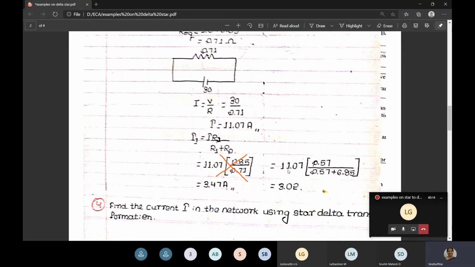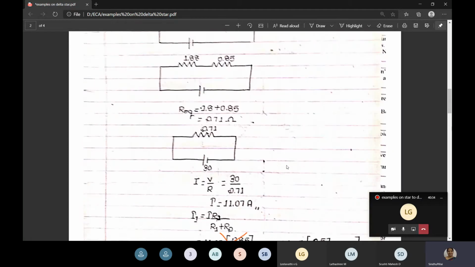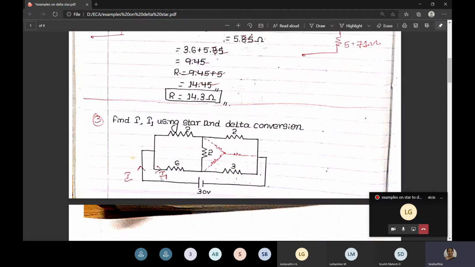I have put the correct answer here. It is 11.07, the main current. Then the branch current is I into the resistance of the opposite branch, that is R2, 2.57, divided by the sum of resistances, 2.57 plus 6.85. So the branch current will be nearly equal to 3 amps. So the main current is 11 amps and the branch current, that is I1, is nearly equal to 3 amps.